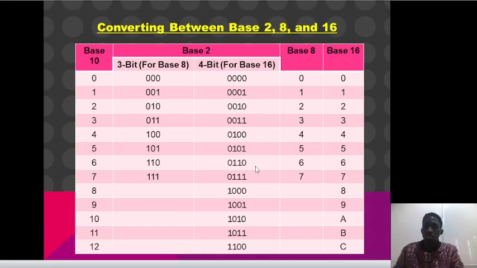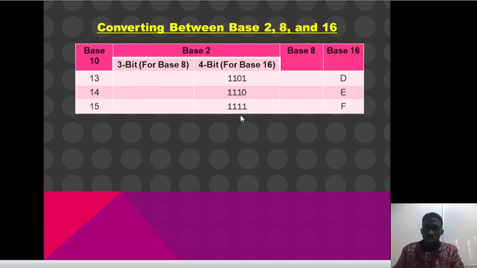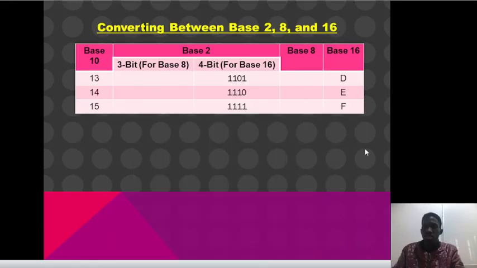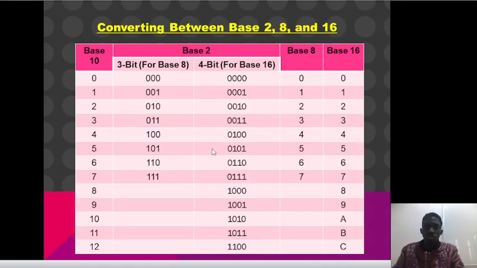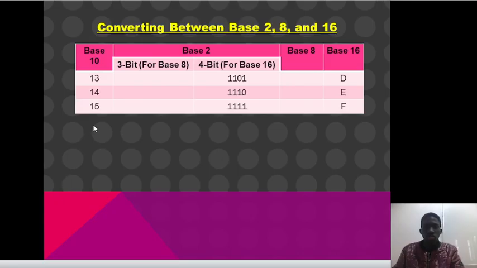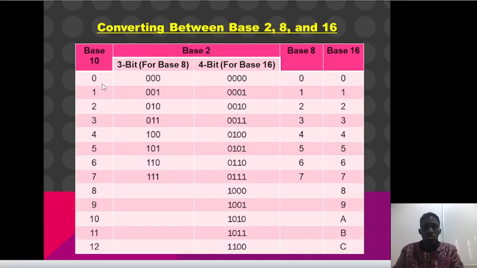If you employ that sequence, you get 16 separate base 2 numbers. All will correspond to the base 16 digits, which go from 0 to 9, then A, B, C, D, E, and F. So it's very easy to form the table. Base 10 is just going from 0 to 15. Base 8, on the other hand, you still have to get the 3 bits, and for base 16 you still have to get the 4 bits.